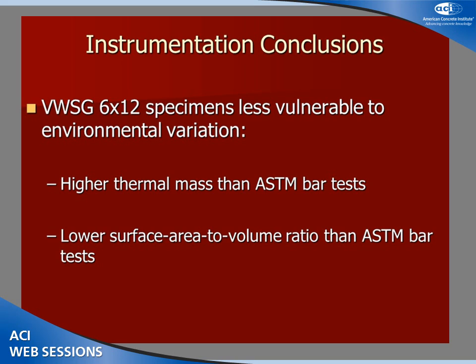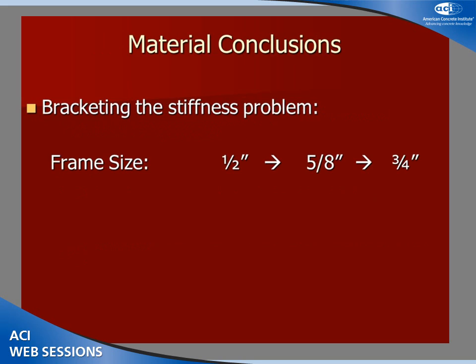Also, due to the lower surface area to volume ratio, the 6x12 cylinders exhibit less aggressive shrinkage. This is most likely due to less aggressive desiccation after wet cure is terminated, causing the 6x12 specimens to give less aggressive shrinkage curves after wet cure.